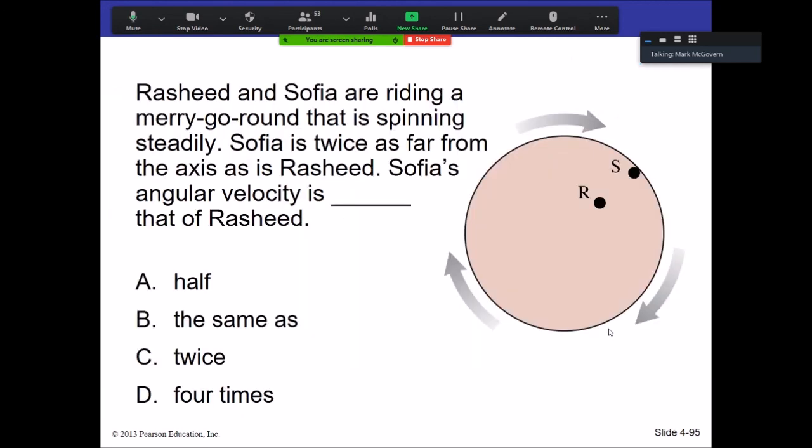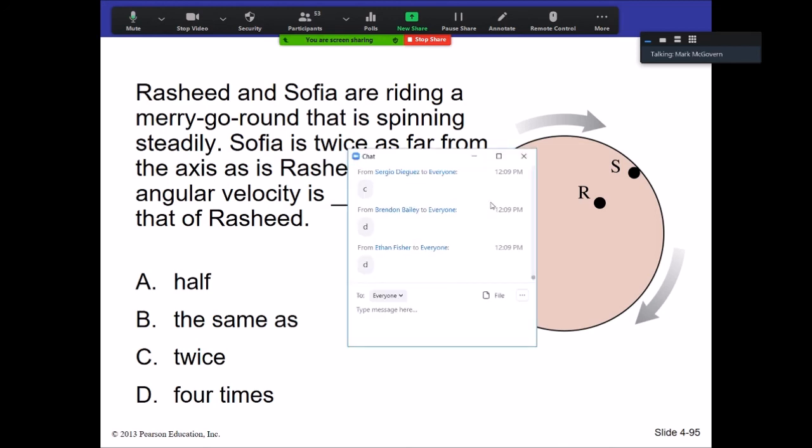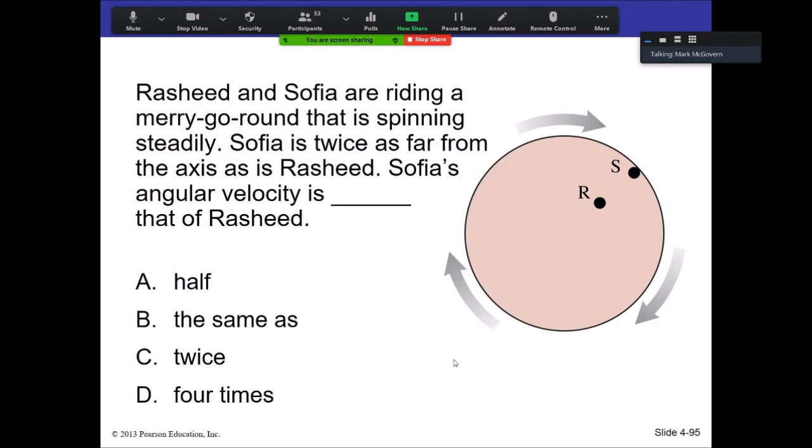For example, these questions. Rashid and Sophia are riding a merry-go-round that is spinning steadily. Sophia is twice as far from the axis as Rashid. Sophia's angular velocity is what compared to Rashid? Let me know in the chat. Okay, so you've got to remember, what's the definition of angular velocity? Delta theta over delta t.